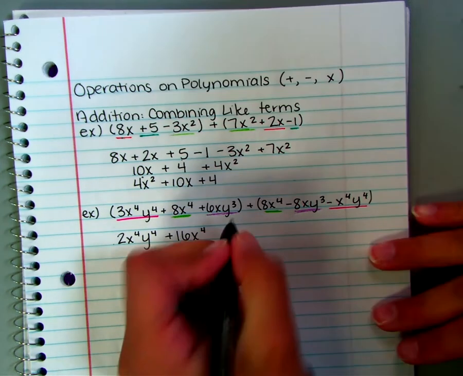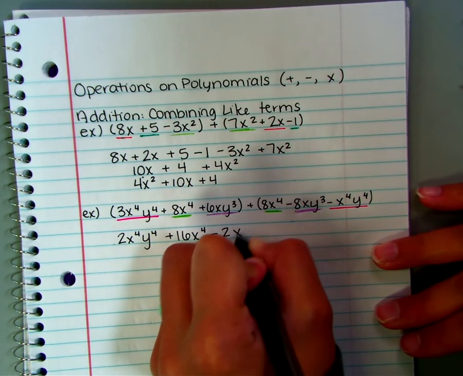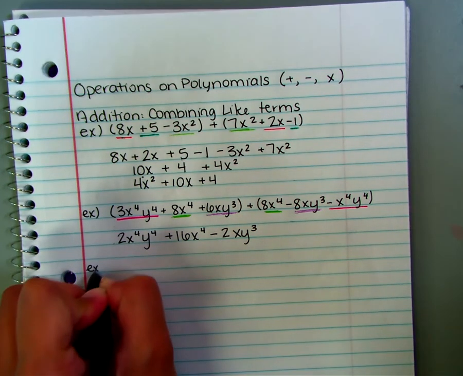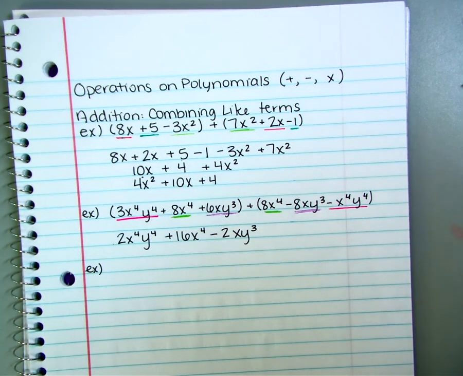So 6 minus 8, negative 2xy to the third. And that'll be my final answer. This one doesn't really have a descending order because you've got two variables, so somebody would have to tell you, okay, write it in descending order according to the x or the y. So we'll just leave it like that. I've got one more example for addition, and then we'll move on to subtraction.